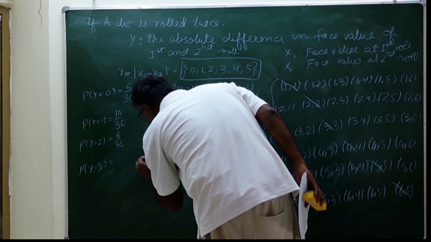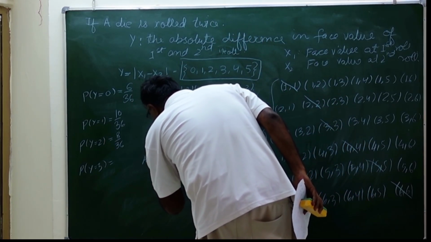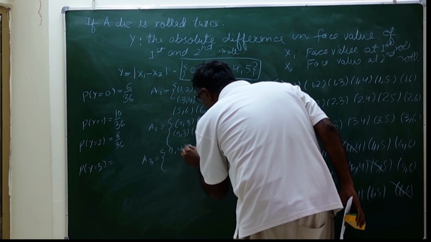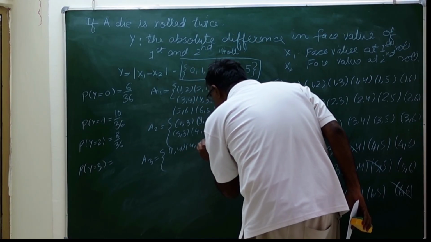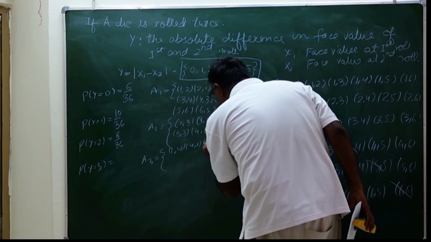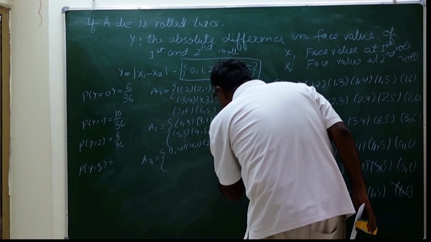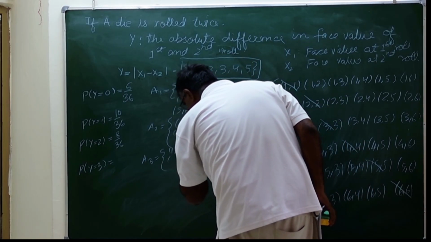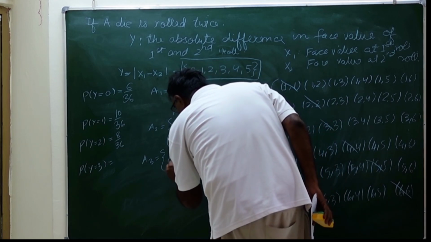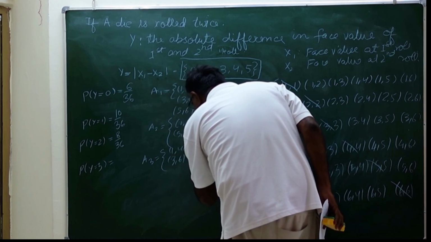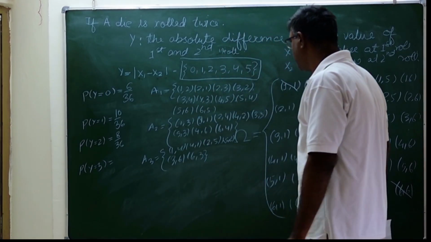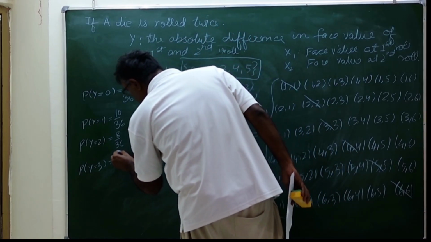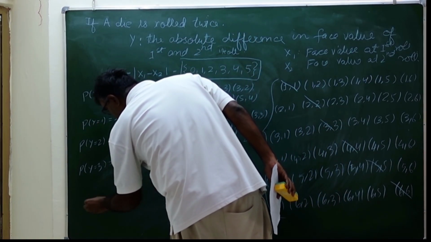so here it is A3, the difference should be 1 and 4, 4 and 1. Similarly 2 and 5, 5 and 2, 3 and 6 and 6 and 3. So we got 1, 2, 3, 4, 5, 6 points here. It is 6 by 36.